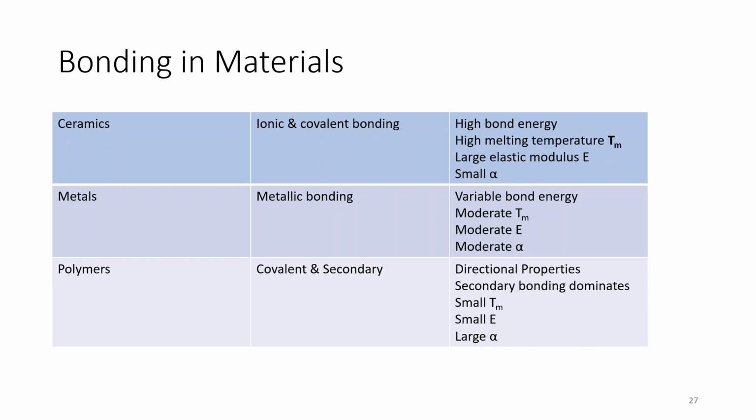In the case of polymers, you have covalent and secondary bonding. Between two chains you have secondary type of bonding, and along the chain, between carbon and other atoms, you see covalent type of bonding. And this covalent bonding gives it directional properties. Secondary bonding is dominating, so it has small melting point and elastic modulus but large thermal expansion coefficient.